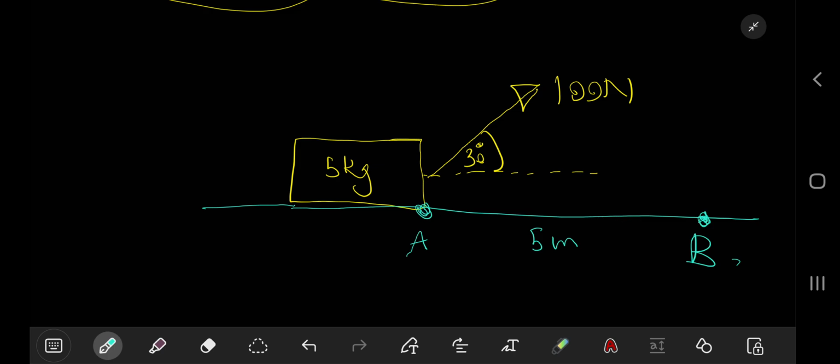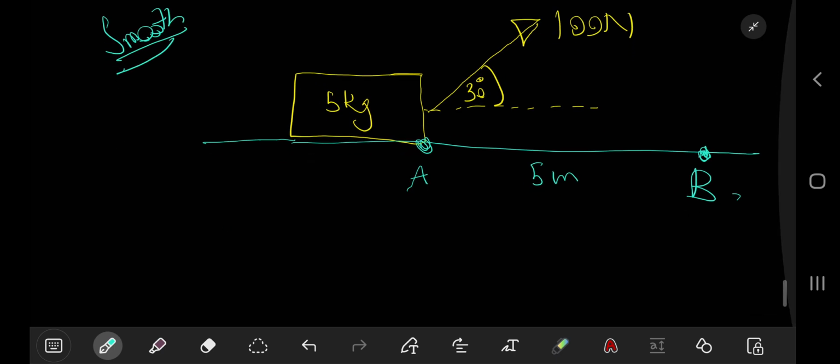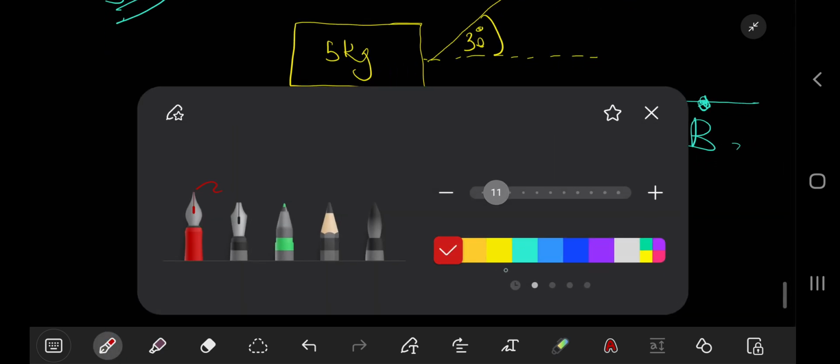Now we want to understand how many forces are acting on the object, and we do that by drawing a free body diagram. Some extra information: the surface is smooth, it's not rough, meaning that we do not have friction. The direction of motion is from A to B, which is to the right. So we can draw our free body diagram now.